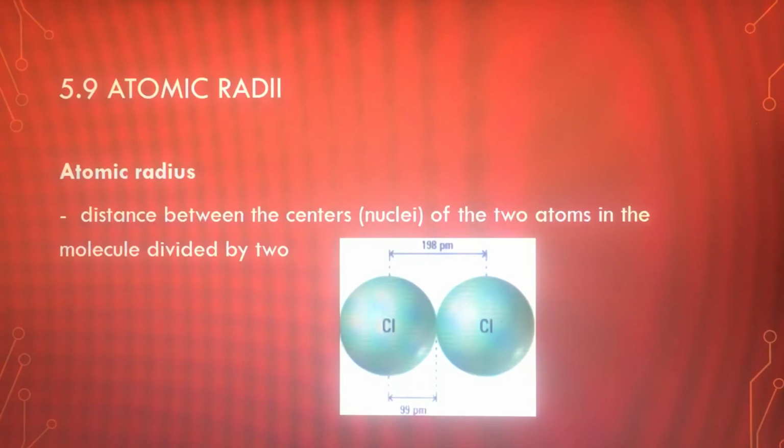For this topic, we'll have the first periodic trend that can be found in the periodic table, which is atomic radii. So atomic radii, or we have first the atomic radius, singular form. Atomic radius is the distance between the centers or the nuclei of two atoms in a molecule divided by 2. So we cannot have a single atom and then determine its radius.